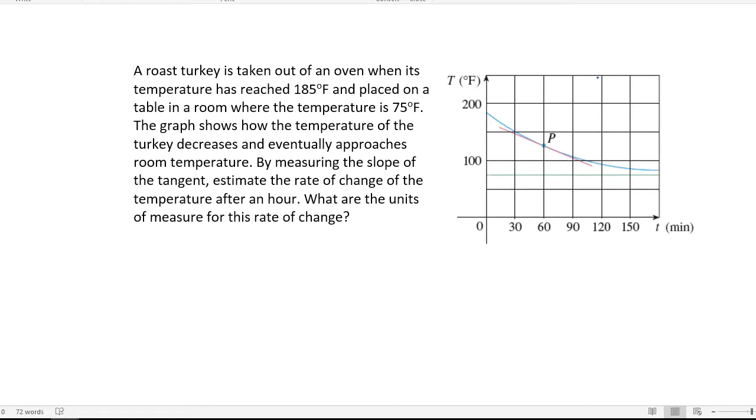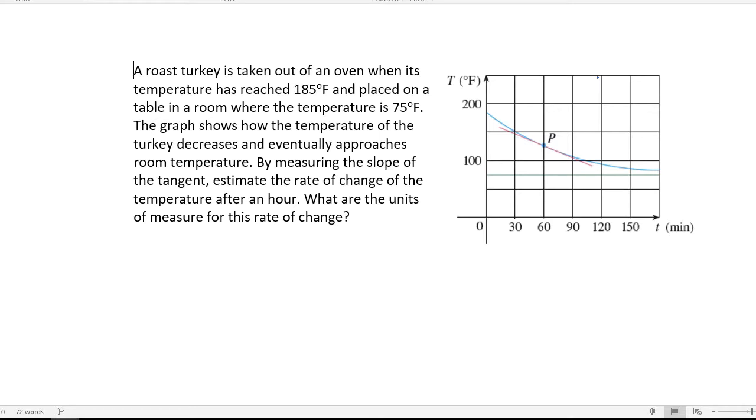We have a roast turkey that we're taking out of an oven when its temperature has reached 180 degrees Fahrenheit and placed on a table in a room where the temperature is 75 degrees Fahrenheit. Now, if you don't do a whole lot of cooking, there are suggested temperatures that particular meats should reach to be safe. Poultry is suggested to reach 185 degrees, so that's why we're taking it out of the oven at that temperature. And then I guess we're willing to pay the power bill to keep the room cold enough at 75 degrees Fahrenheit. So once we place the turkey on a table, it is going to cool to room temperature.